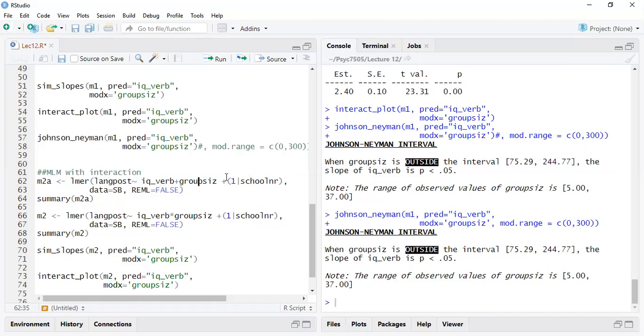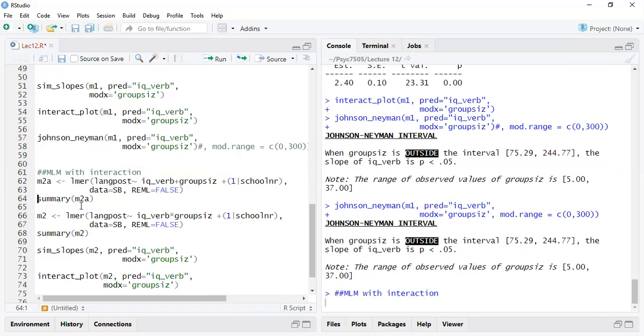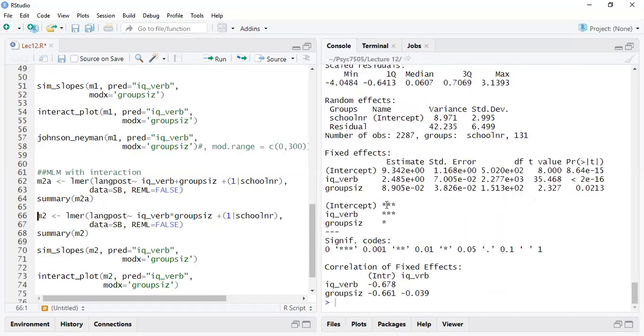I'm only going to use a random intercept here. And so this is our main effect model, which is looking at what's the effect of both verbal IQ and group size predicting language test scores. I look at my summary of that here. I don't know why it keeps giving me scientific notation. That's an lmer test funkiness, but the slope of verbal IQ is 2.485.